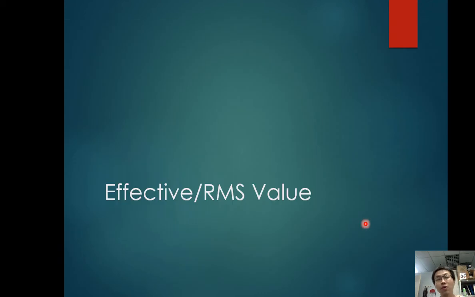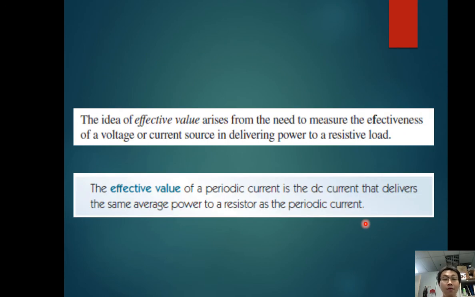Effective or root mean square value, we call it the RMS value. The idea of an effective value arises from the need to measure the effectiveness of a voltage or current source in delivering power to a resistive load. The effective value of a periodic current is the DC current that delivers the same average power to a resistor as the periodic current. Because our current is sinusoidal, we don't know which value we should take, so usually we use the RMS value to indicate the true value.